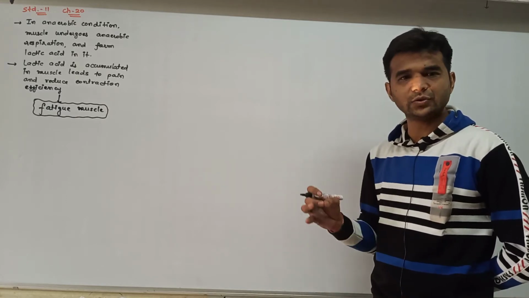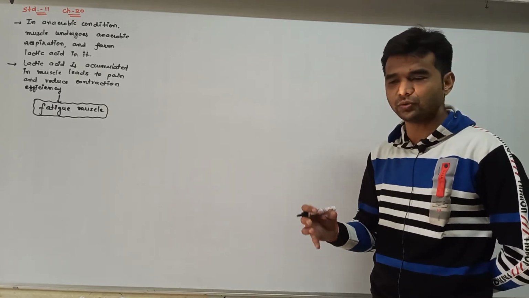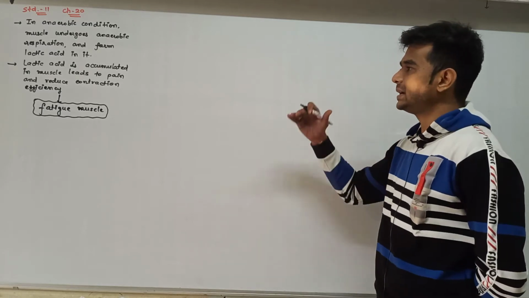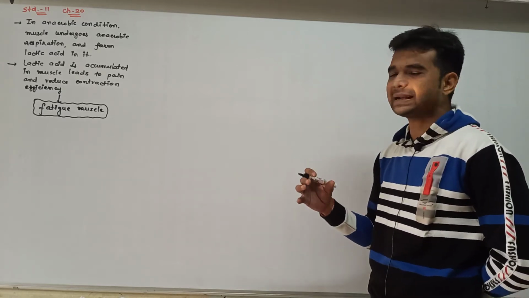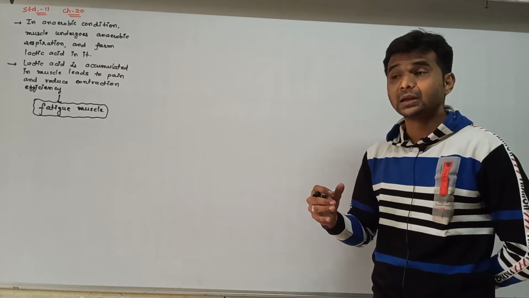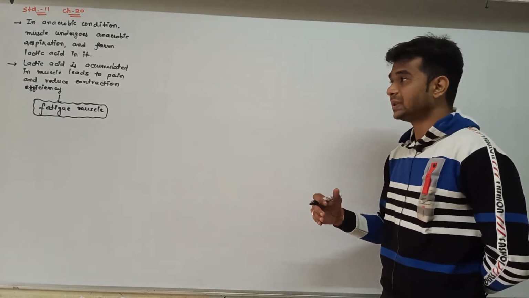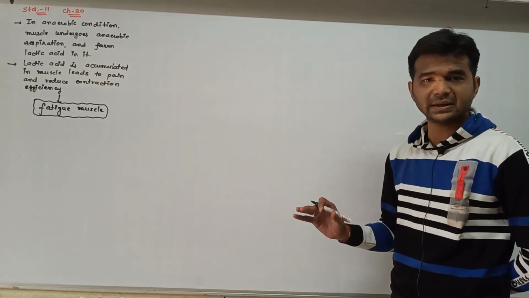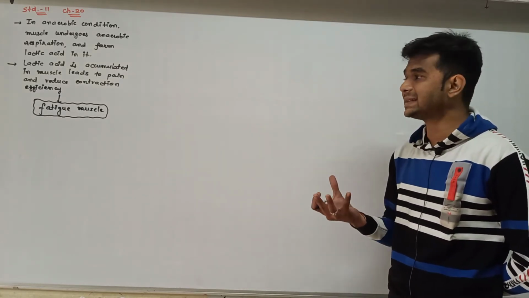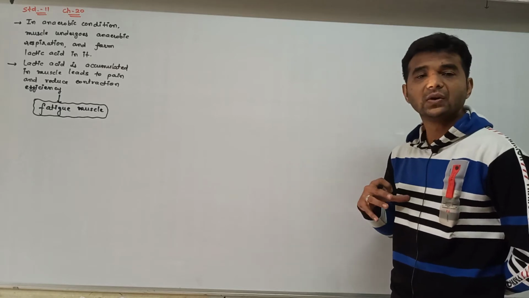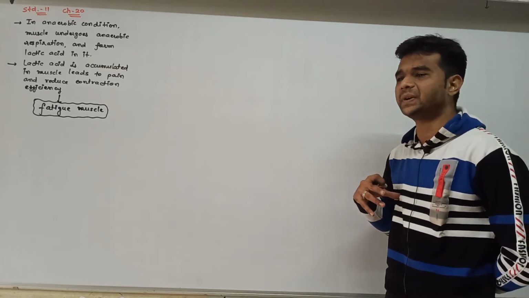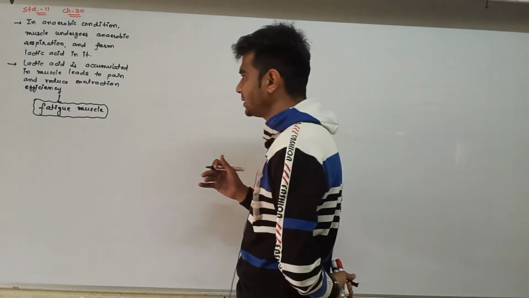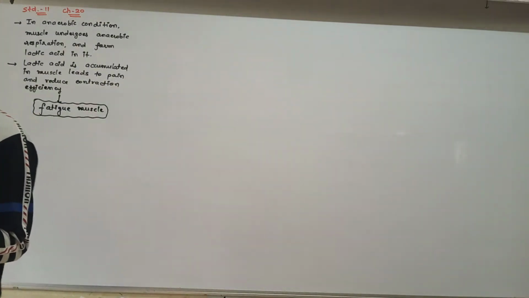Lactic acid is accumulated in the muscle, which leads to pain and reduces the contraction efficiency. If we give the impulse to the muscle for contraction, but the muscle is unable to contract because lactic acid is accumulated in the muscle fiber, this is known as fatigue muscle or tired muscle. Now, what happens afterwards?